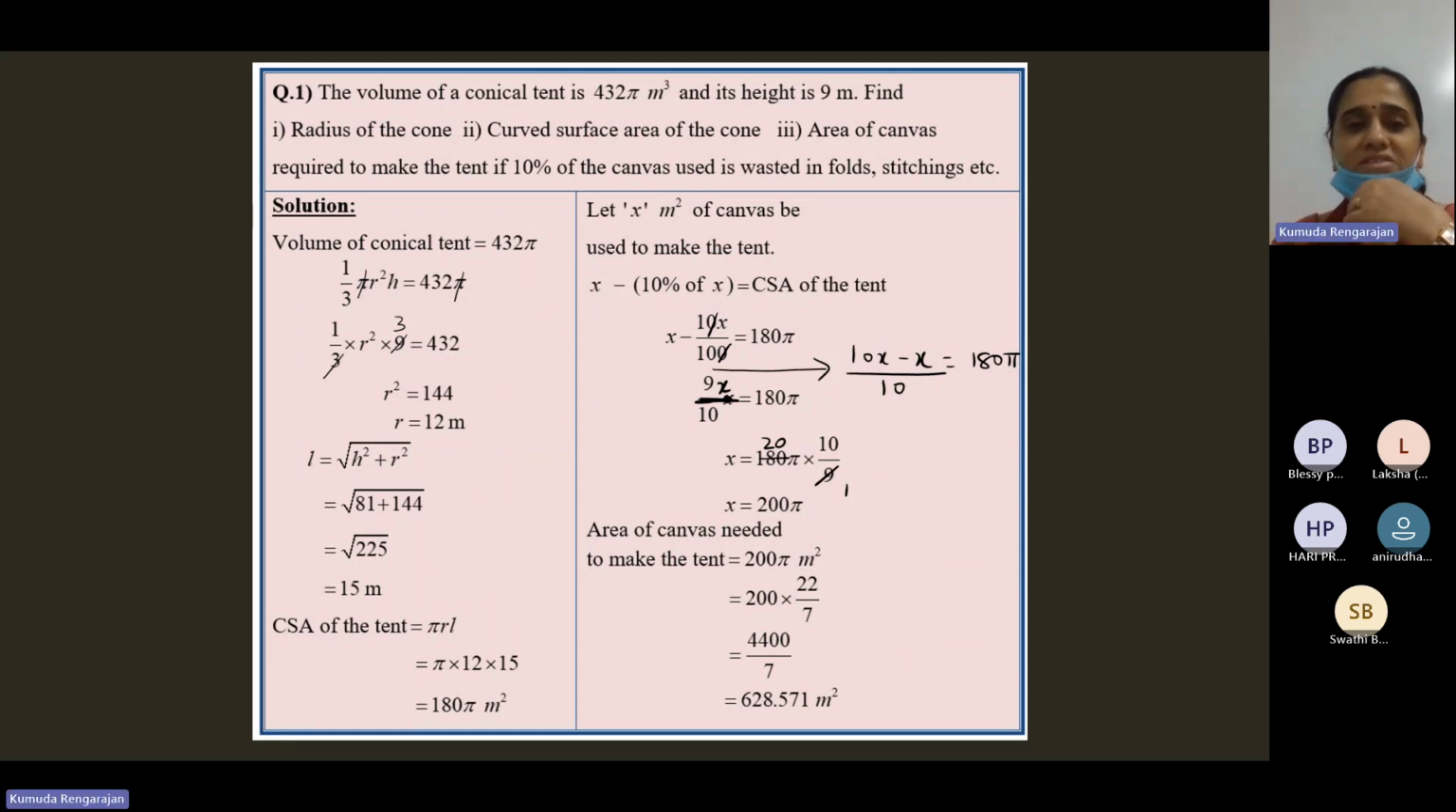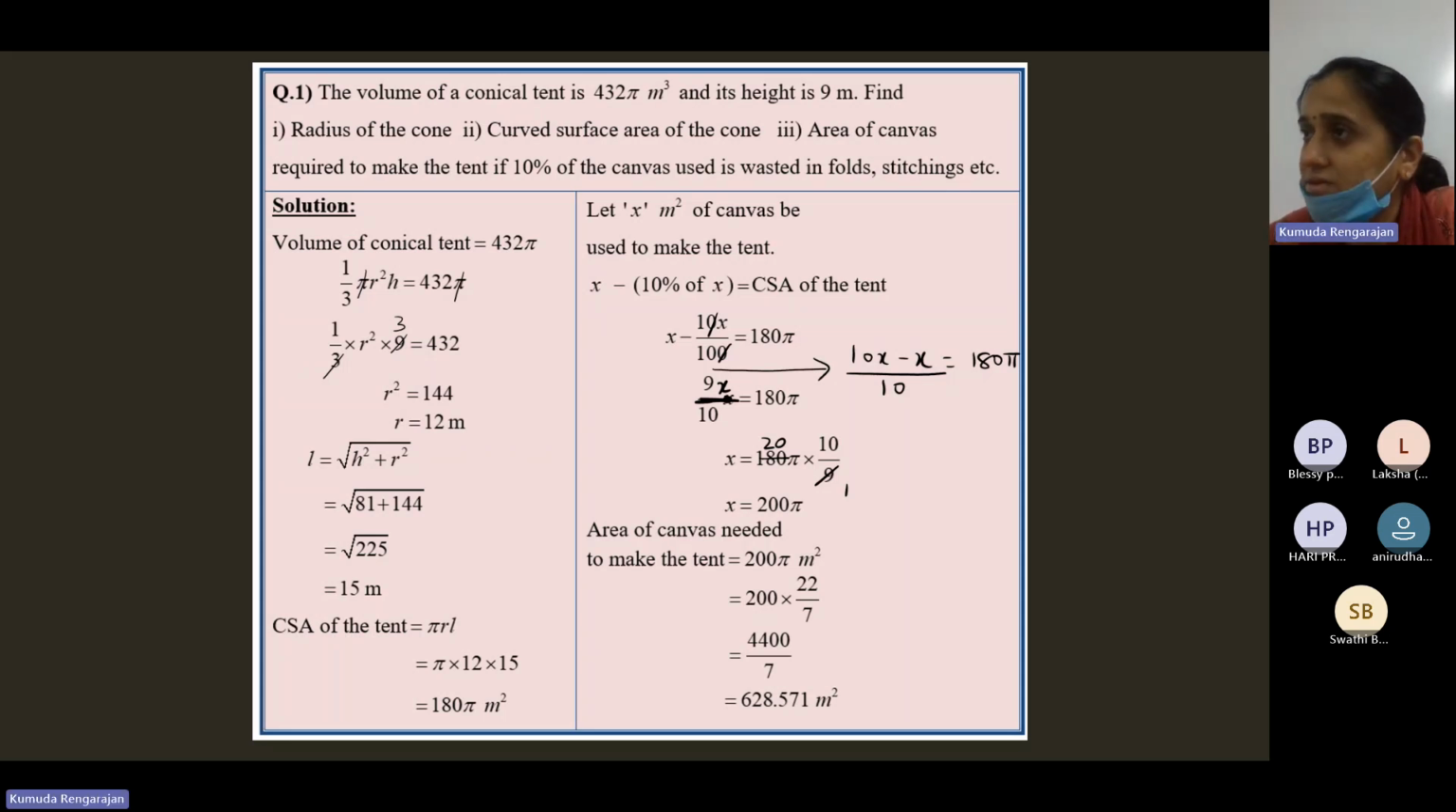So the first part was easy, finding the radius of the cone. Second part, find the CSA. To find the CSA, you should find the slant height, using H and R. The third part is, how much canvas should you buy from the market? That is not 180 pi. If you buy 180 pi, then 10% will be wasted, so that is not the answer. You should buy more than 180 pi.